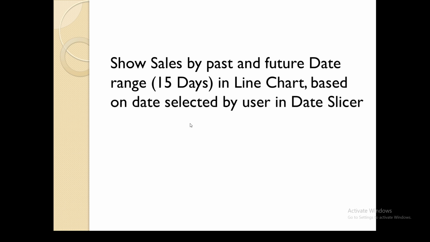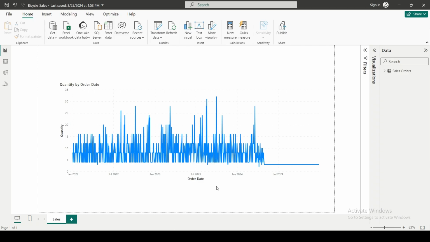Let's get into the requirement. I got a requirement to show sales by past and future date range in the line chart based on the date selected by user in the date slicer. Okay, let's get into the report. So this is the report which I am going to use to achieve this.